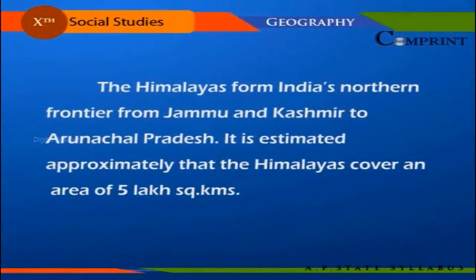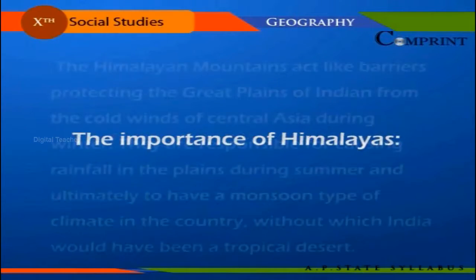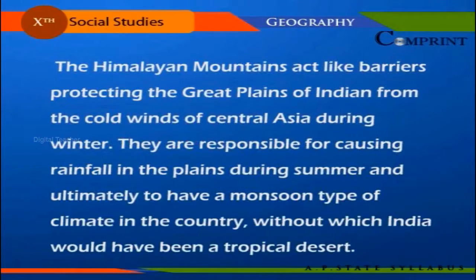The Himalayas form India's northern frontier from Jammu and Kashmir to Arunachal Pradesh. It is estimated approximately that the Himalayas cover an area of 5 lakh square kilometers. The importance of Himalayas. The Himalayan mountains act like barriers protecting the Great Plains of India from the cold winds of Central Asia during winter. They are responsible for causing rainfall in the plains during summer and ultimately to have a monsoon type of climate in the country, without which India would have been a tropical desert.